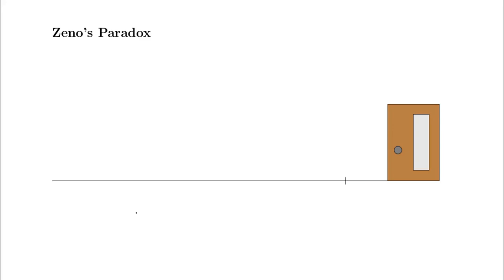So let's get rid of the person and put a little tick mark here, and let's watch this tick mark move along. It's going to go half the remaining distance, and half the remaining distance, and half the remaining distance, and you'll notice that the steps are getting smaller and smaller and smaller.